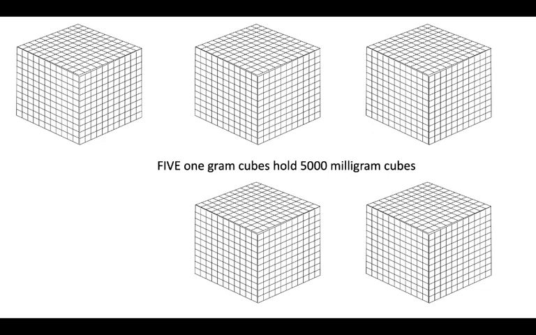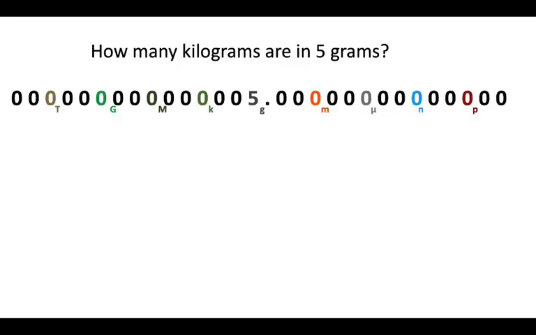Here it is visually, going back to our 1 gram cube, which contained 1,000 milligram cubes. And if we have 5 of those, clearly we have 5,000 milligrams. Well, let's ask a different question. How many kilograms are in 5 grams?